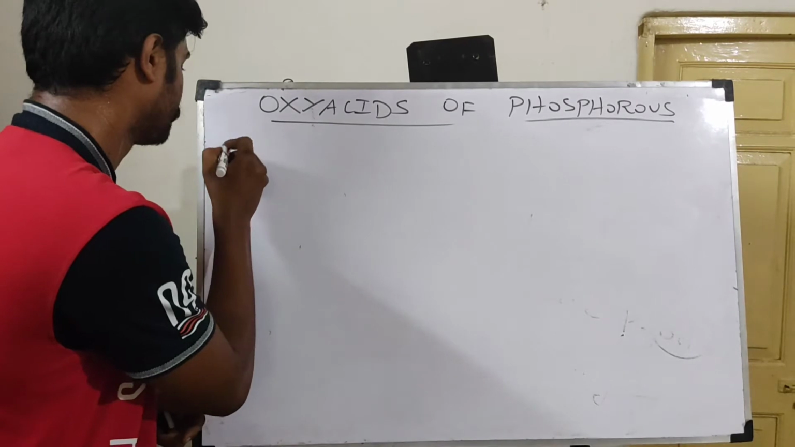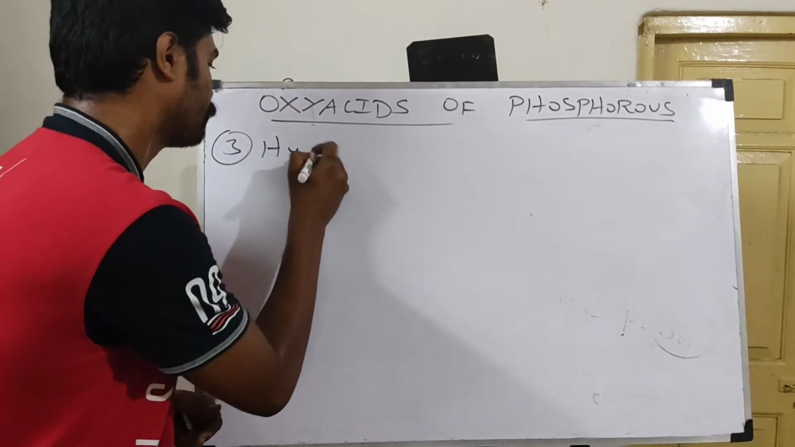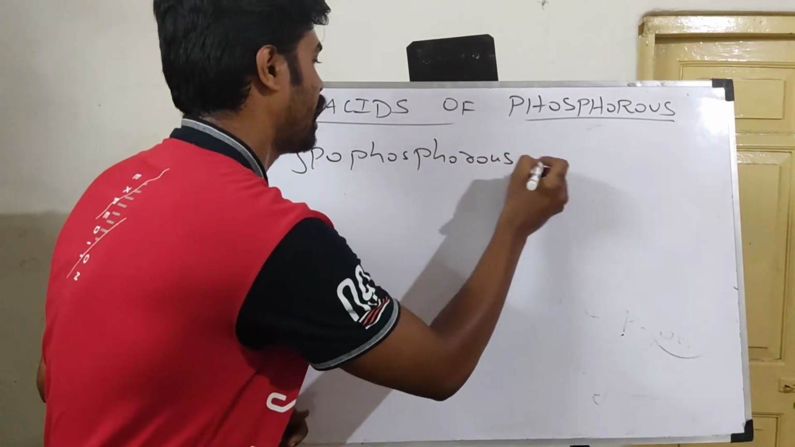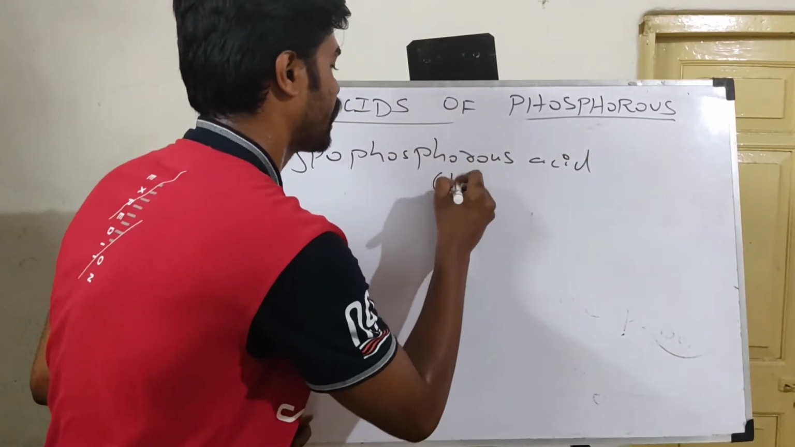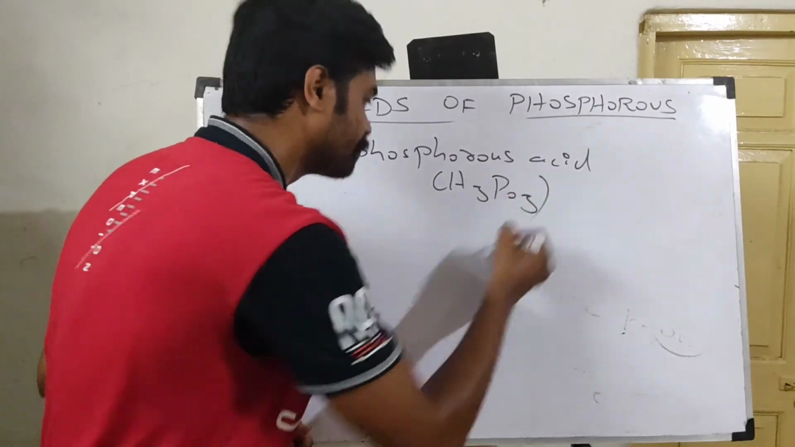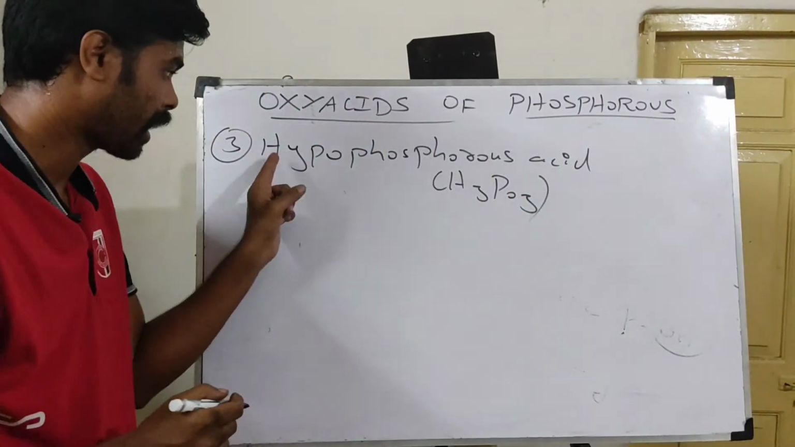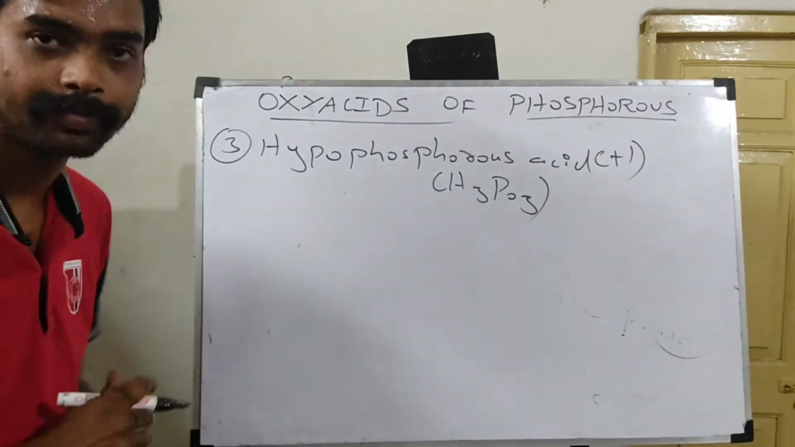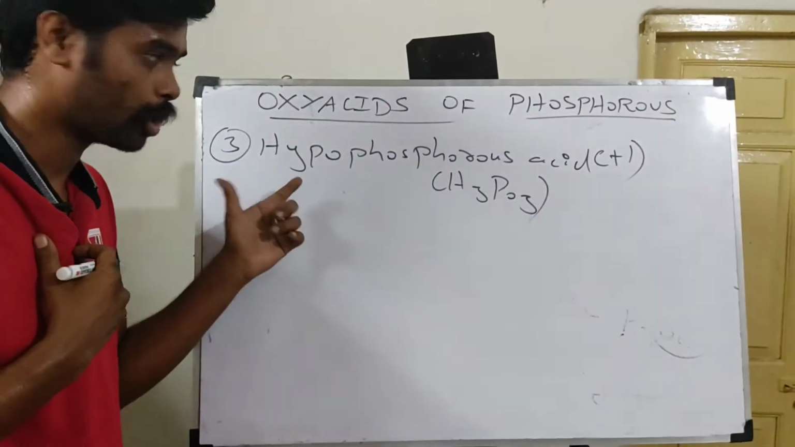is hypophosphorous acid, and it is H3PO3, right? So again the term hypo comes, so definitely it is going to be in +1 oxidation state. Again it represents a lower oxidation state.